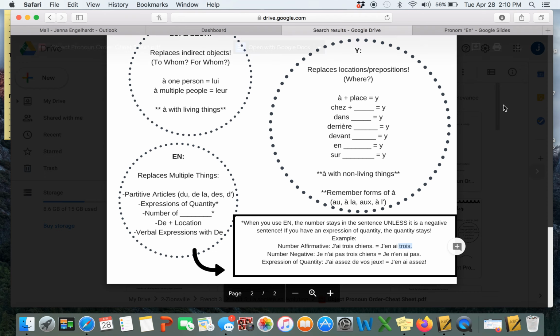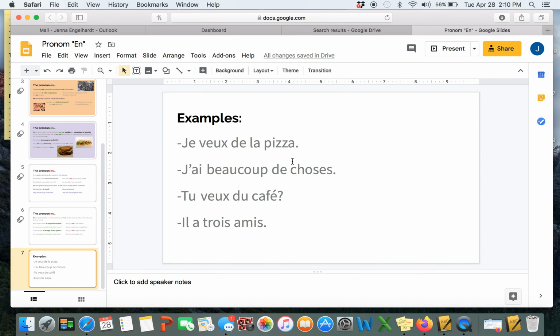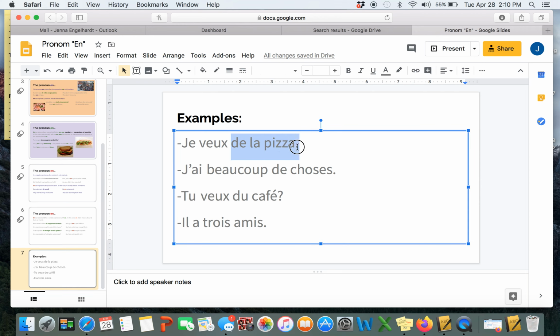I think once we do some examples, you will see how it works. Keep in mind that on these examples, you're only finding the en. So you're only finding something that is a quantity, a number. If I look at the first one, je veux de la pizza, I'm going to go, okay, I want some pizza. That is my expression of quantity. So I found it. I'm going to change that to en, and I'm going to use the same rules I used before. Find it, change it, move it. I'm going to change that to en. Then I'm going to put it before my verb. So j'en veux. I want some.